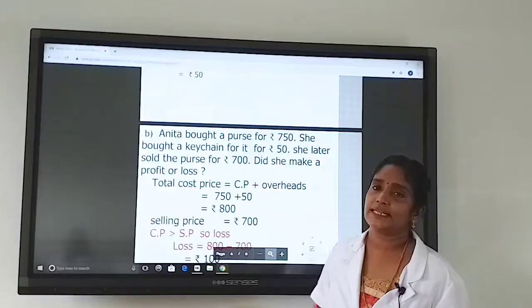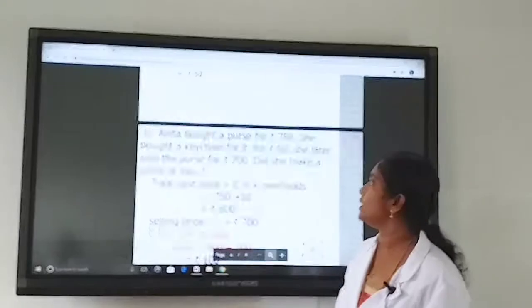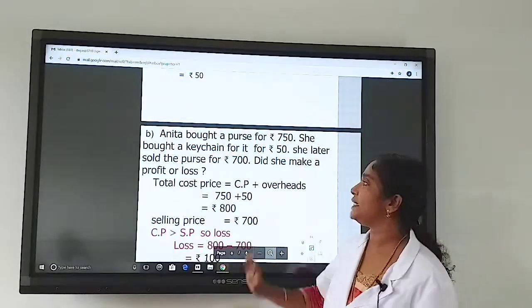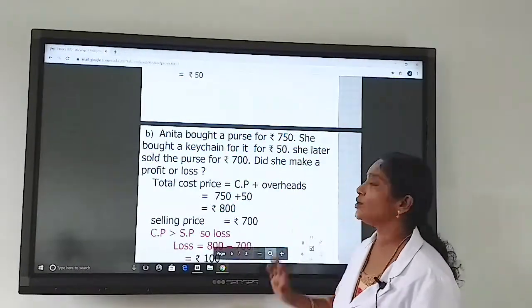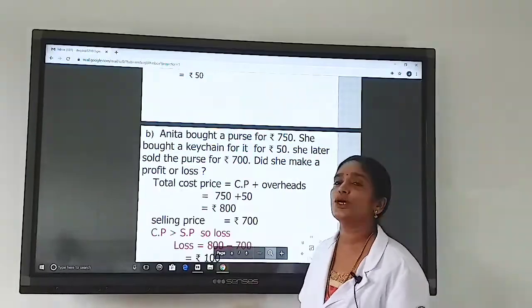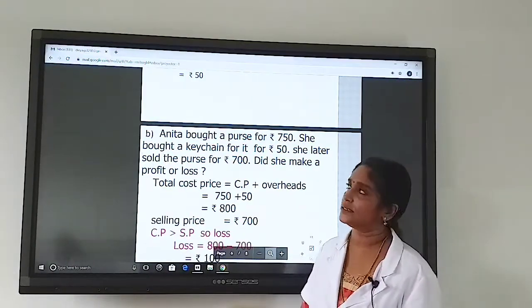Okay, next consider the second question. Anita bought a purse for rupees 750. She bought a keychain for it for rupees 50. She later sold the purse for rupees 700. Did she make a profit or loss?